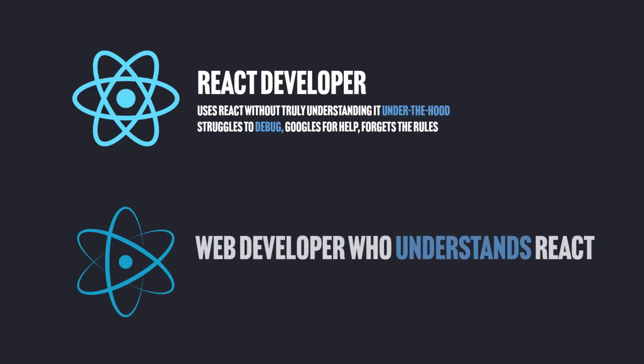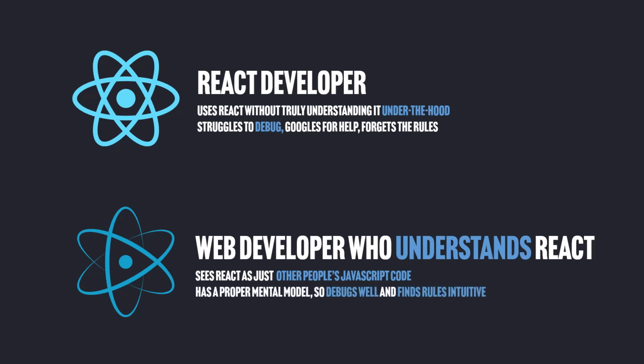On the other hand, a web developer who deeply understands React just sees React as other people's JavaScript code and nothing more. It's just a tool. And if you understand how that code works, then you have a proper mental model when using React. So you debug problems quickly. And you don't have a problem with the rules of React because you don't need to really memorize them. They emerge naturally from understanding how it works under the hood. I think you should strive for being a web developer who understands React versus just being a React developer.